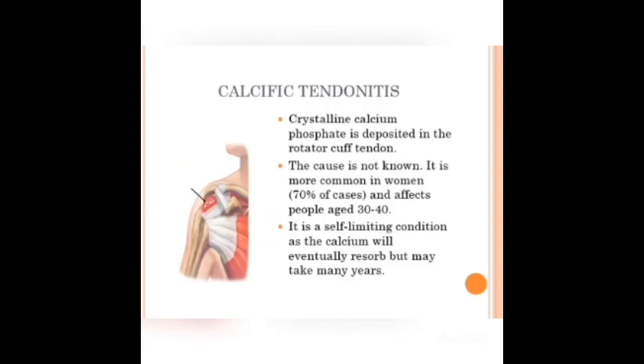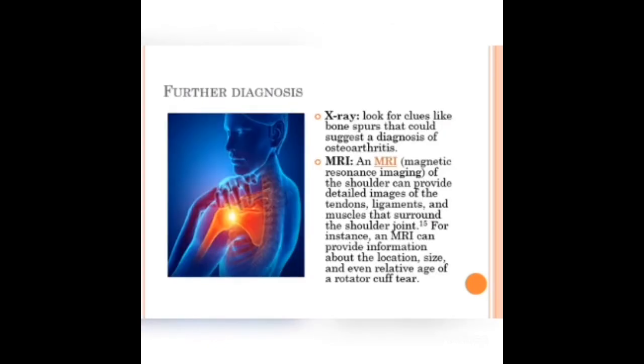Next comes calcific tendonitis. Here, calcium gets deposited in the rotator cuff tendon. Because of this, inflammation happens. That inflammation is called calcific tendinitis. Mostly women get it, like 70% of cases, in the middle age, 30 to 40 years age group, and it is a self-limiting condition. It needs no special treatment, because it will reabsorb in the body as years go.